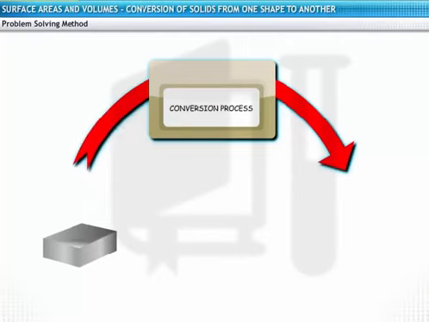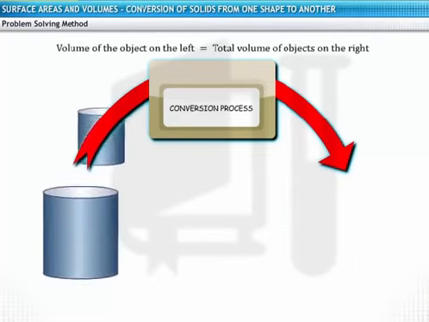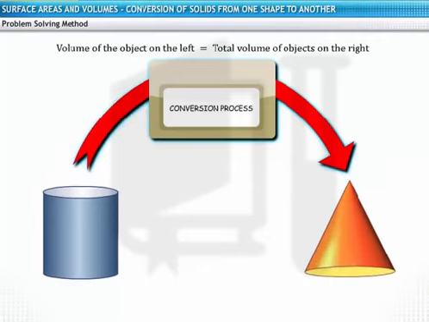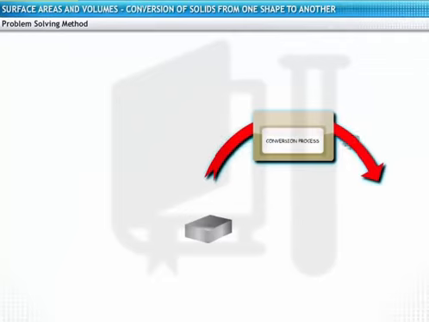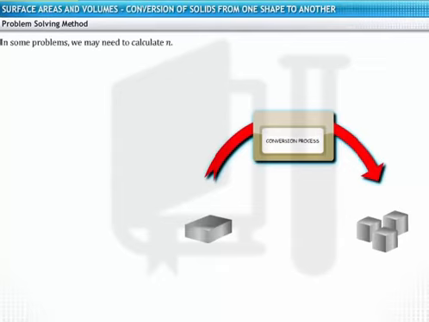Whenever a solid shape is converted to another shape, the volume of the object on the left always equals the total volume of the objects on the right. This equality can be expressed as the equation: volume of one object equals n times the volume of each shape of the second object. The quantity n is the number of objects on the right. In some problems that we will be asked to solve, we will be provided with the shape and dimensions of both objects. We will be asked to determine the value of n.